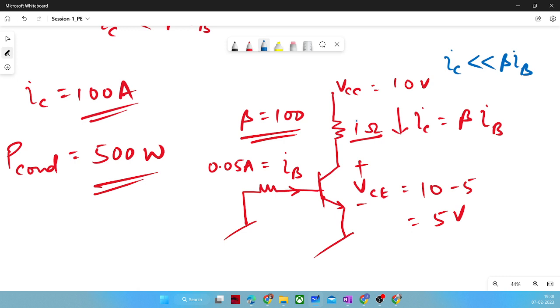We assume VCE sat for that process, and VCE sat will be 0.2 volt. And if 0.2 volt is there instead of 5 volt, of course, the losses will be comparatively very low when it is operating in this fashion. So this concept was explained by the professor also, I guess.